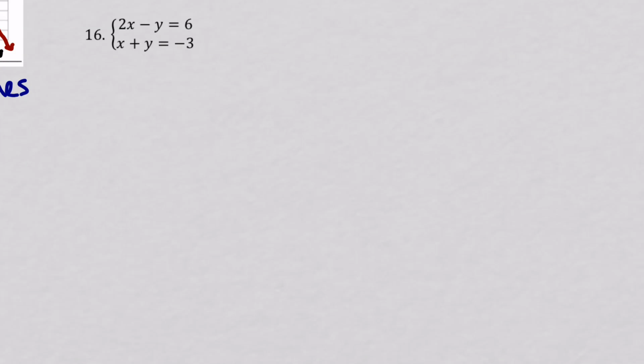Okay, now let me show you what happens when the equations are not already solved for one of the variables. Okay, so let's do number 16 here. 2x minus y equals 6 and x plus y equals -3. Once again, like before, I'm going to split them up because I'm trying to use substitution here. So I'm going to write 2x minus y equals 6 right here, and over here x plus y equals -3.